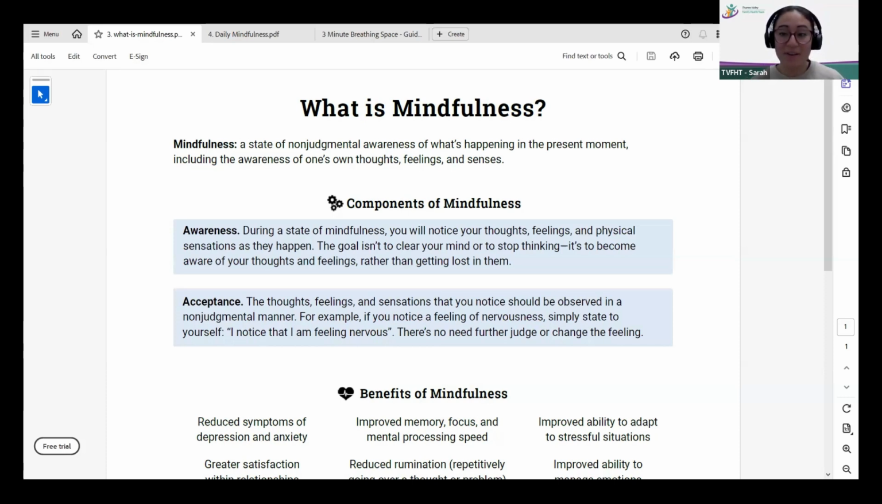I know that that's a lot of information, but now I'm going to talk about practically how we can actually apply mindfulness into our daily life. The nice thing about mindfulness is that it can be practiced in so many different ways, both formal ways and informal ways.